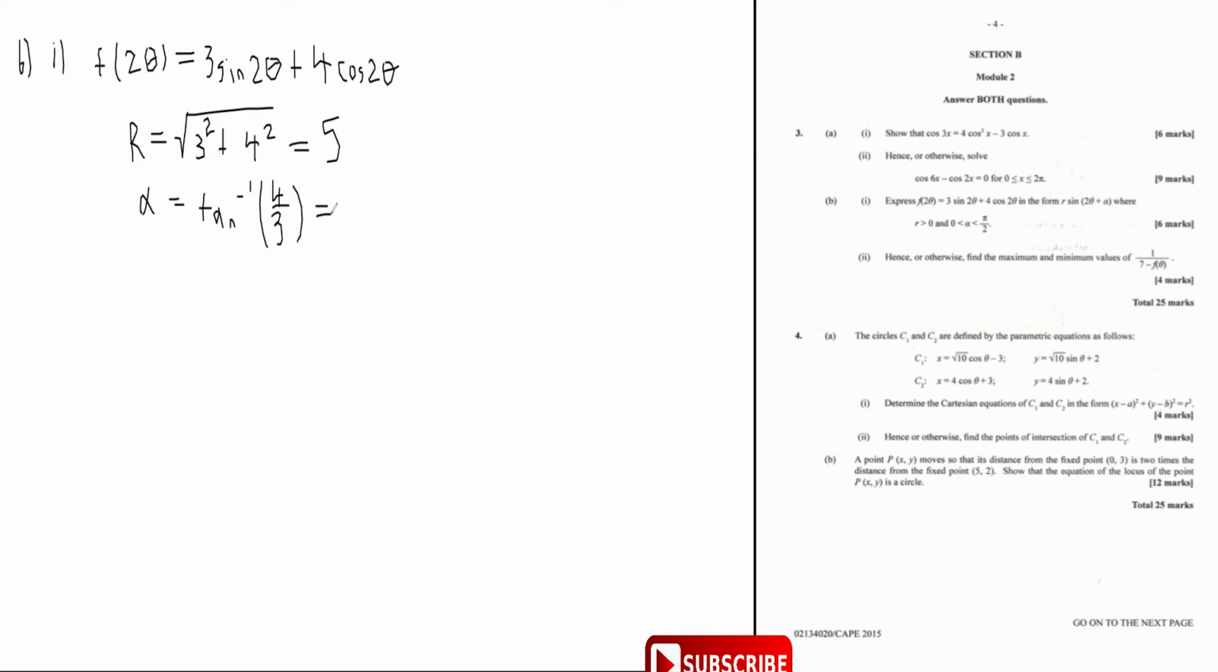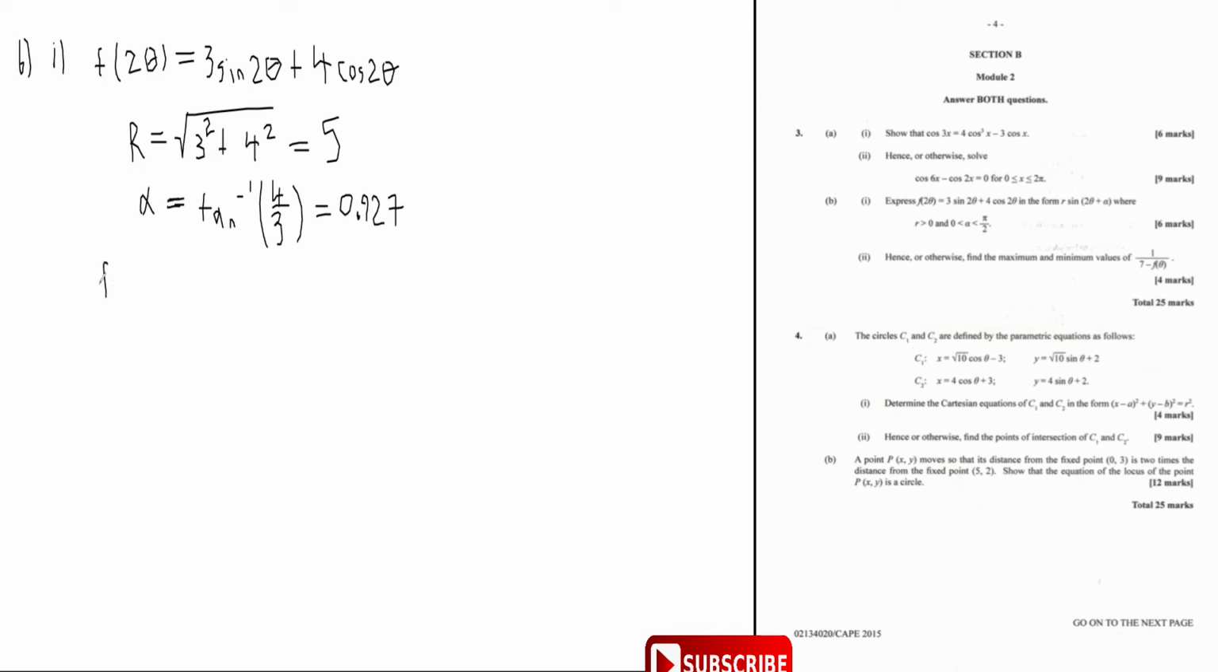So tan inverse of 4 over 3 is 0.927. That's tan inverse of 4 over 3, 0.927. Alpha, tan inverse 4 over 3, good.